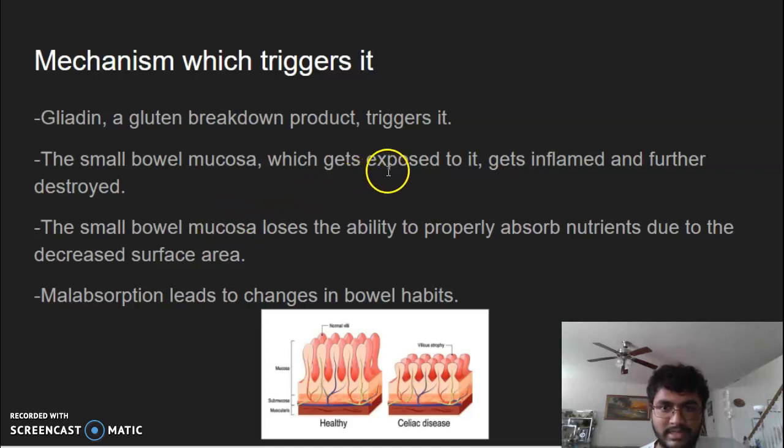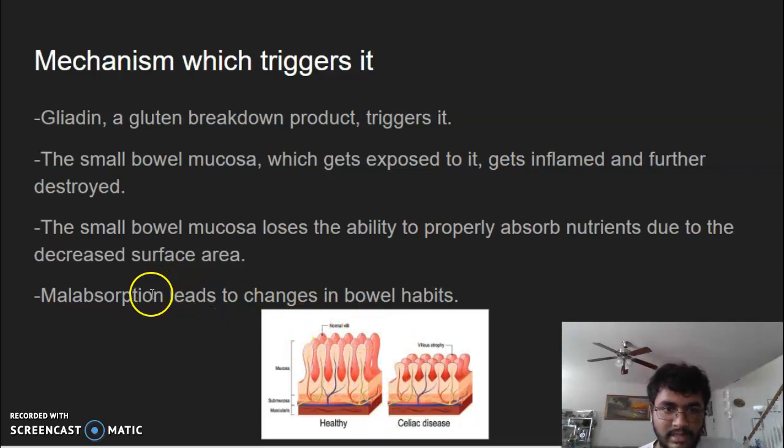But since these are being destroyed, the small bowel mucosa loses the ability to properly absorb nutrients because it has decreased surface area from getting obliterated. We see on the bottom here, healthy is on the left, and on the right is celiac disease. We can see the normal villi and the villous atrophy. So it's really bad how celiac disease is in terms of surface area. Is it like the taller and skinny ones have higher surface area as well?